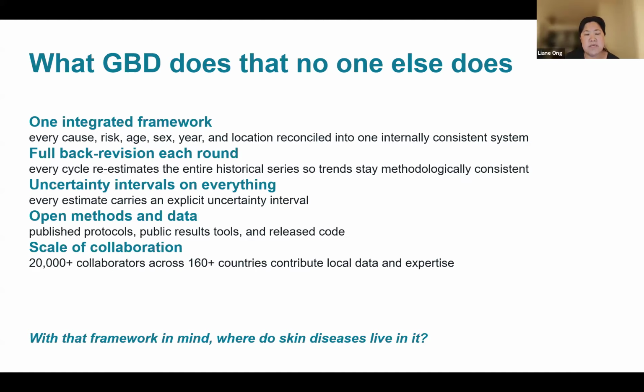So each round of GBD, we re-estimate the entire historical time series, so all trends stay methodologically consistent within a GBD round. We also provide uncertainty intervals on each estimate that we produce. The information on our methods and the way that we have thought through our process is available in the protocols, in code, through our publications, and in public results tools.